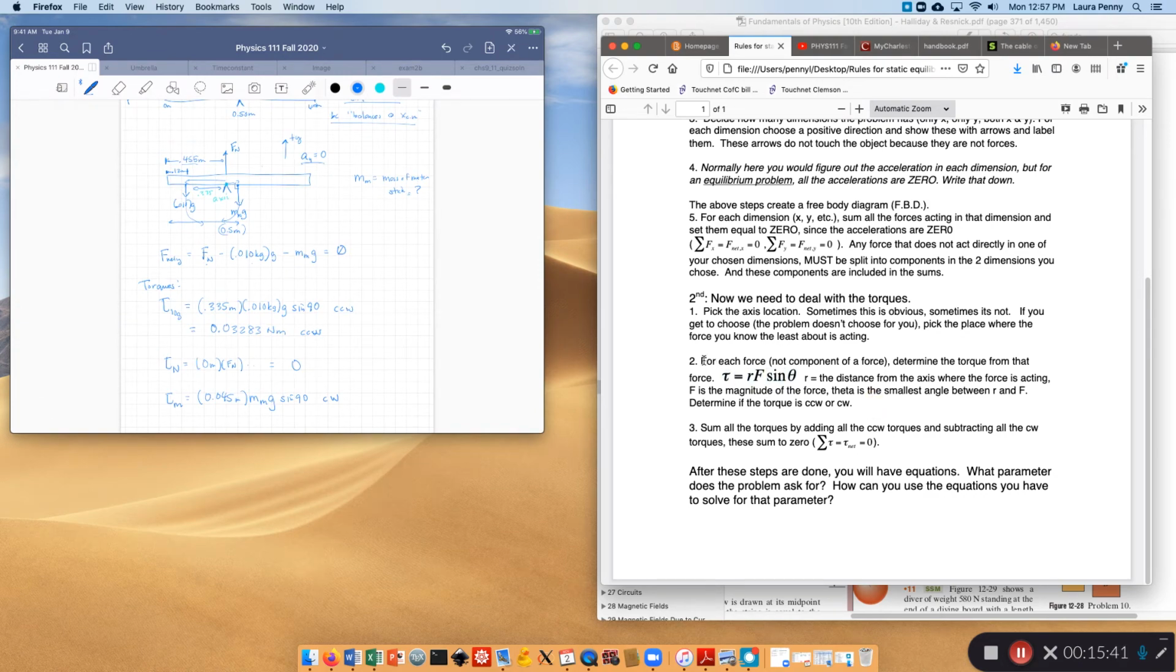So that's what we're supposed to do in step 2, is for every single force I've drawn in my free body diagram, I now go and say, what's the torque? What's R? What's F? What's theta? Is it clockwise or counterclockwise? And I write them all down.